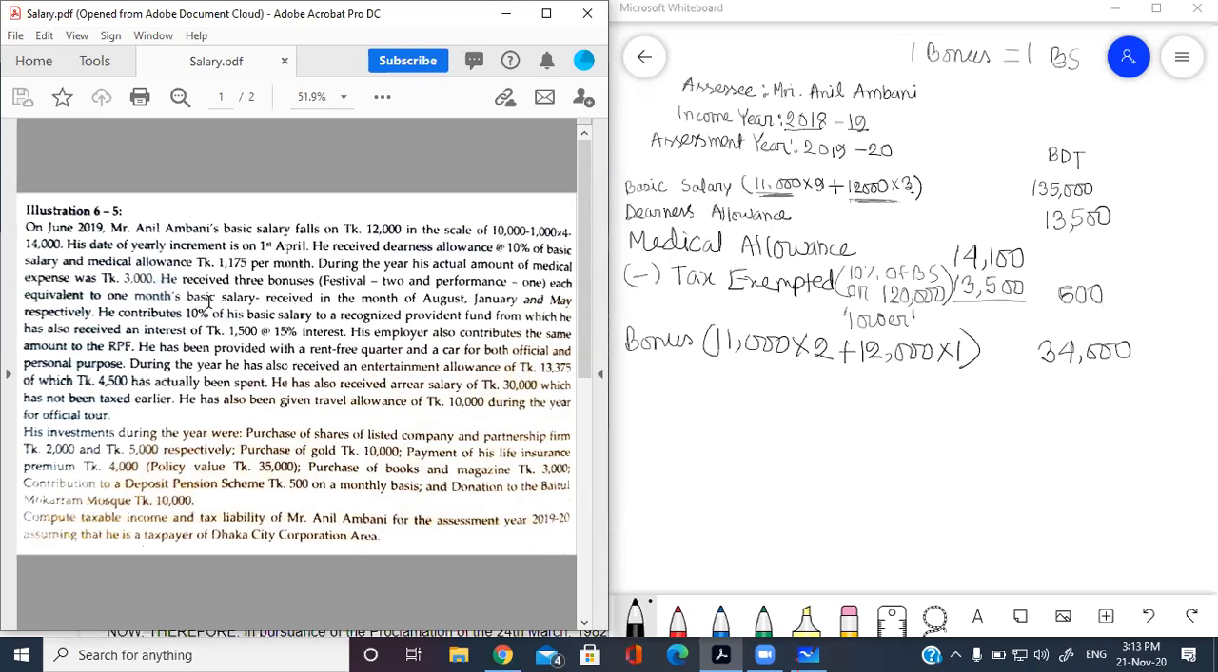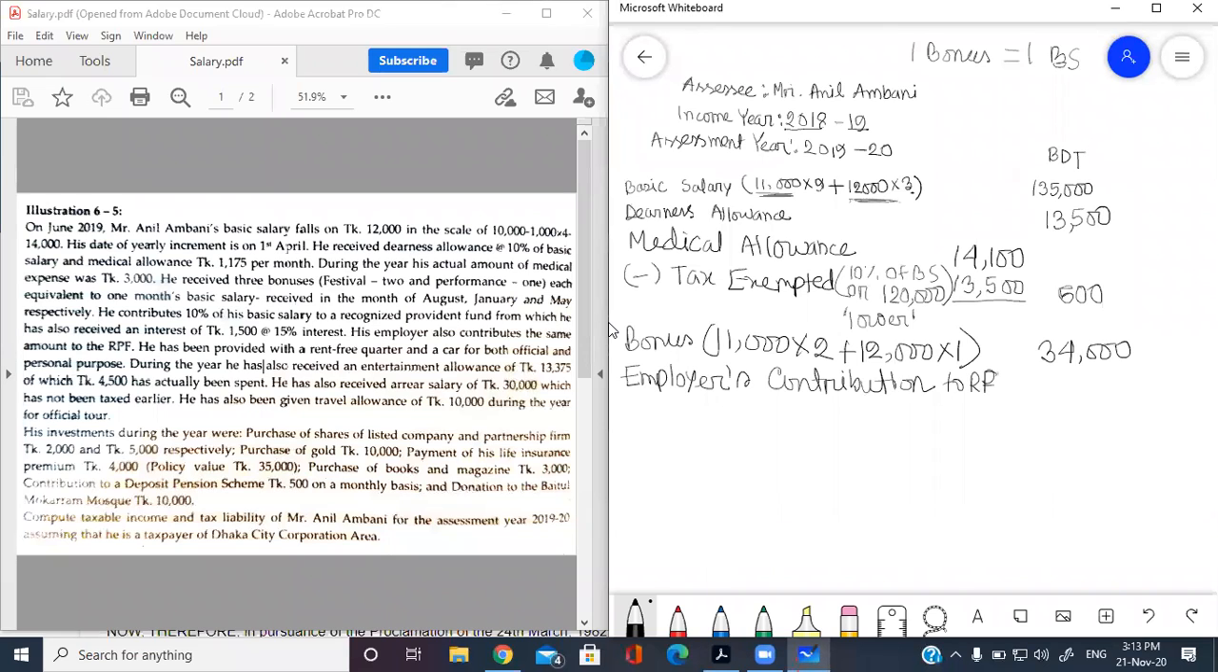So if Mr. Ambani contributes 10% of his basic salary to a recognized provident fund, and 10% of his basic is 13,500, you need to expect that Mr. Anil Ambani's employer is also contributing the same amount for him. So which contribution will appear here? Mr. Anil Ambani's contribution or his employer's contribution? Employer's contribution.